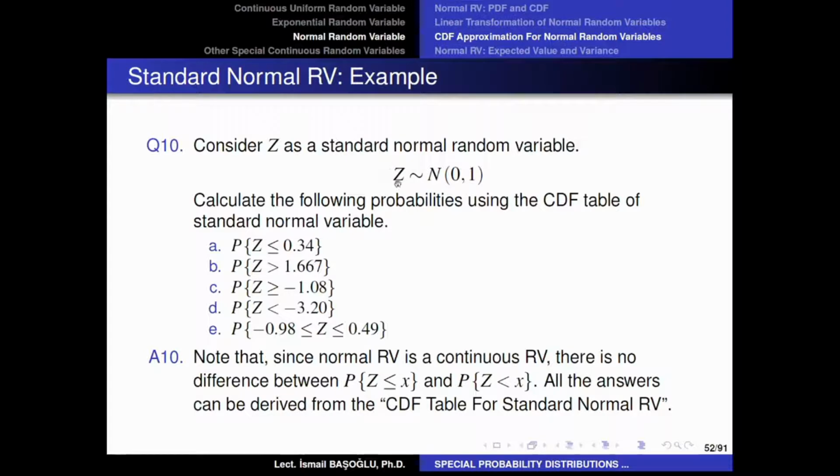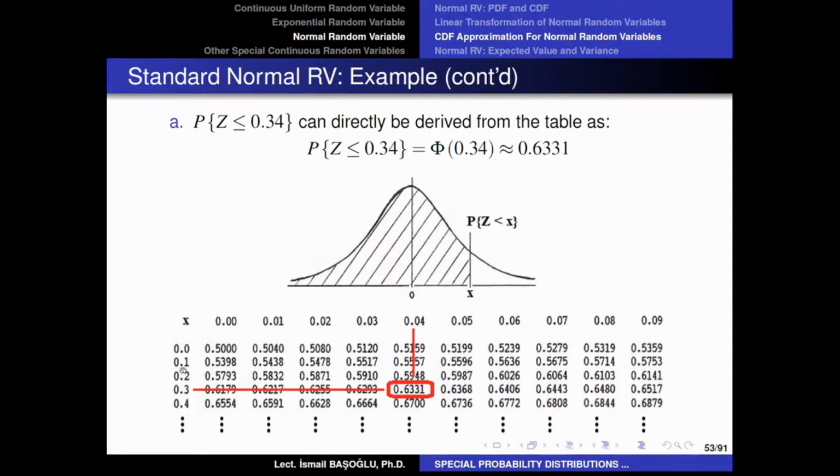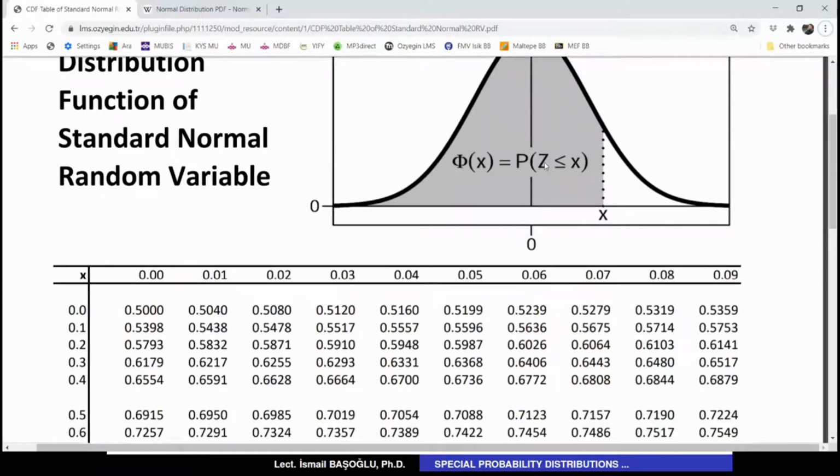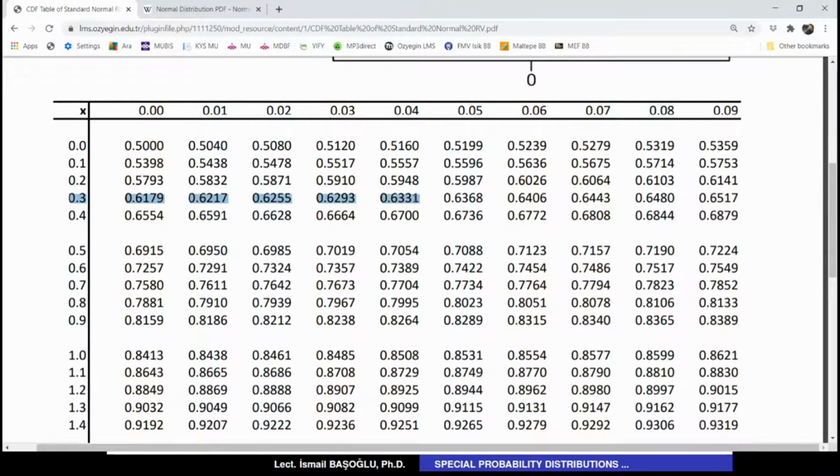So I have a standard normal random variable with location parameter 0 and scale parameter 1. The first question asks, what is the probability of z being less than or equal to 0.34? This first question is easy. I am going to check the CDF table. It asks me the probability of z being less than or equal to 0.34, and I need to identify x as 0.34 here. So this is my answer.